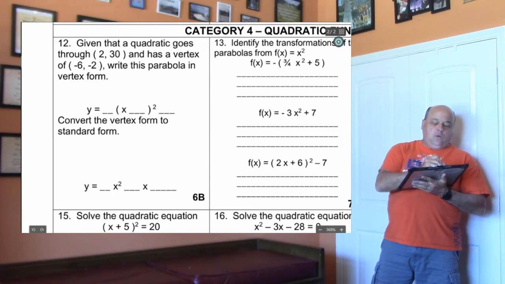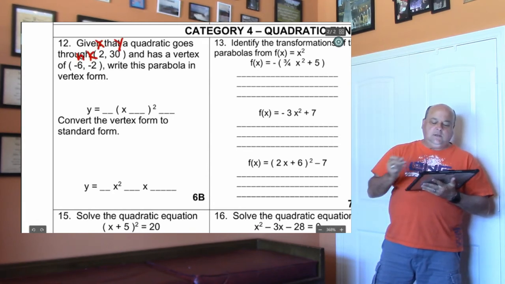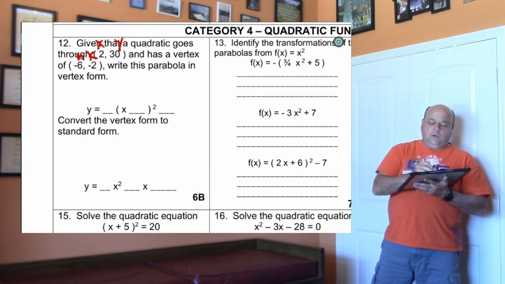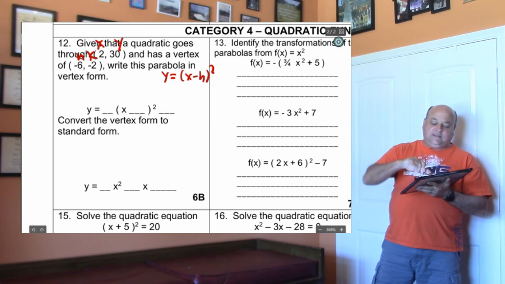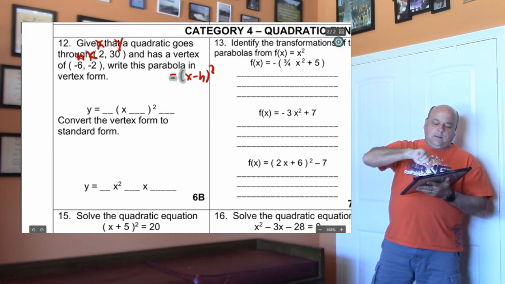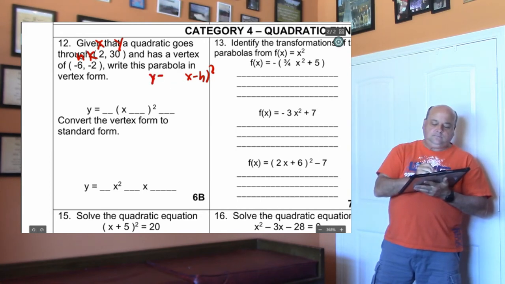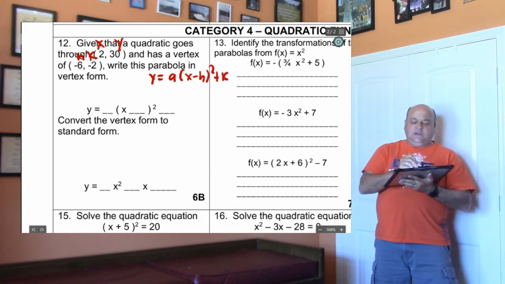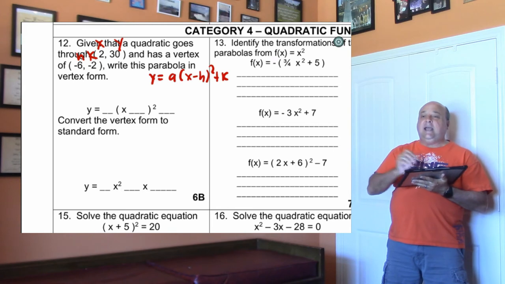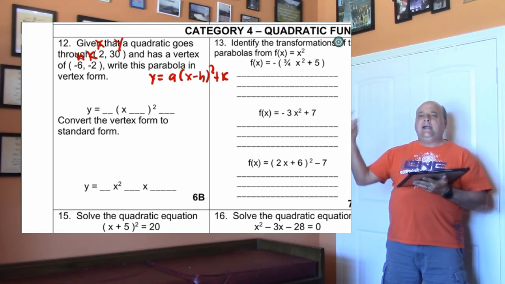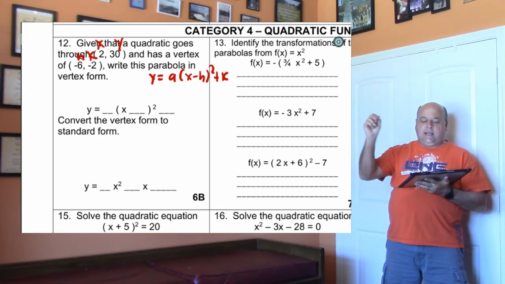So this is my point, and this is my vertex. Okay, remember the vertex form was y equals a times x minus h squared, plus k. Let me put the a in. Now then, if you notice, I know the y, the x, the h, and the k. I do not know a. So I got to set this up and find out what a is.